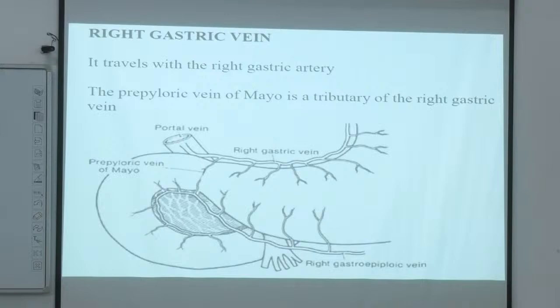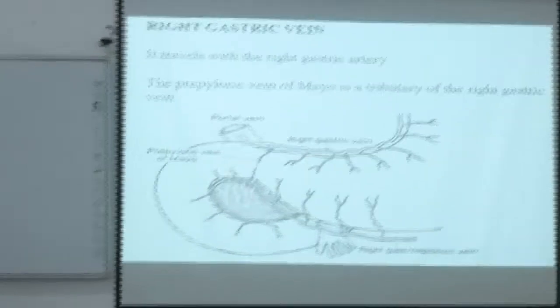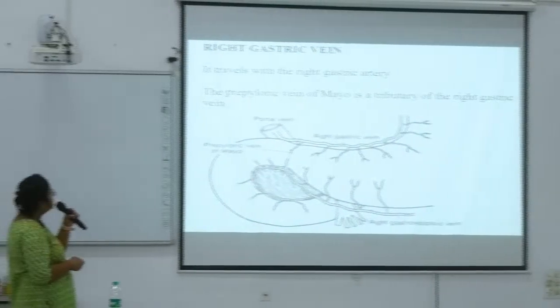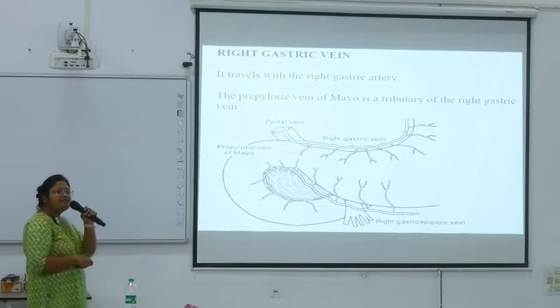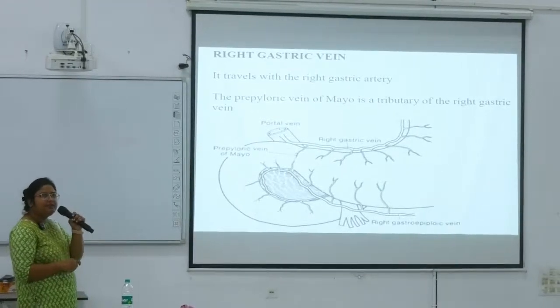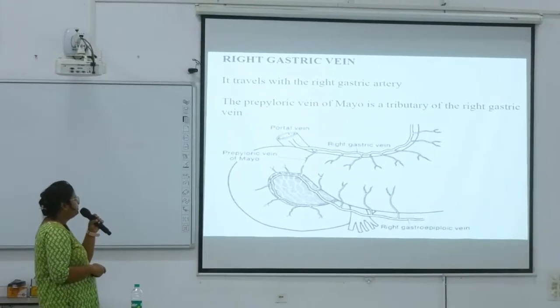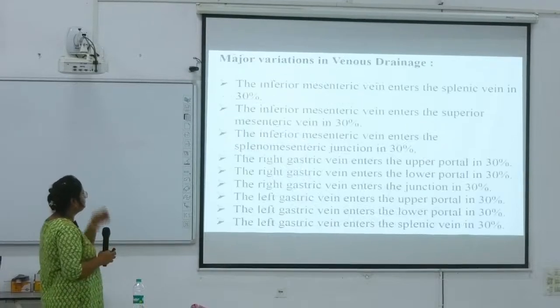Next is the right gastric vein. Here is the right gastric vein, it travels with the right gastric artery, and one important branch is the prepyloric vein of Mayo. It is a tributary of the right gastric vein. See, this is the prepyloric vein of Mayo. It has some surgical importance. Okay, prepyloric vein of Mayo.